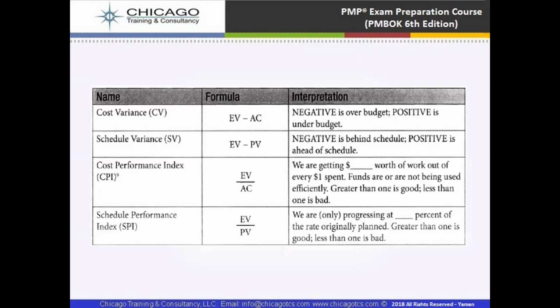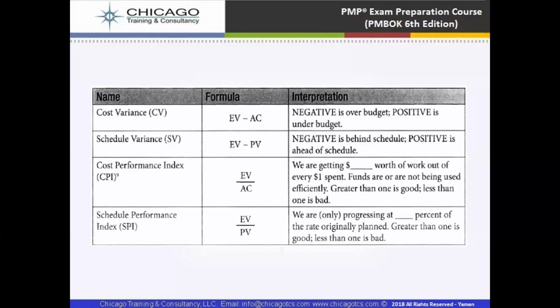This is the cost variance formula. Cost variance is equal to earned value minus actual cost. Schedule variance is earned value minus plan value. CPI is earned value divided by actual cost. Schedule performance index is earned value divided by plan value.